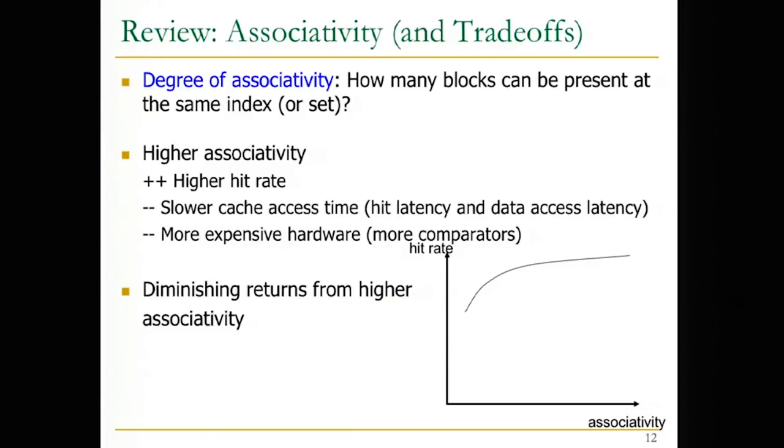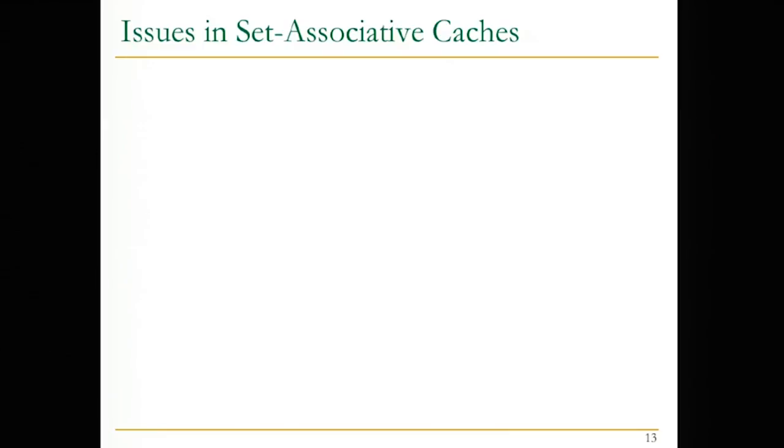But of course, the curve doesn't look like this for all workloads, right? In some workloads, maybe you have a jump, right? From four-way associative to eight-way associative, you have a big jump because the access pattern may look like A, B, C, D, E, and repeating, right? If you have that pattern, going from four-way to eight-way buys you a lot. So it really depends on the access patterns in the end. That's why an important way of designing the cache is understanding the access patterns better and adapting the policies to those access patterns.